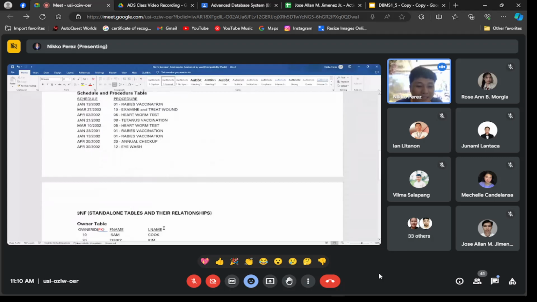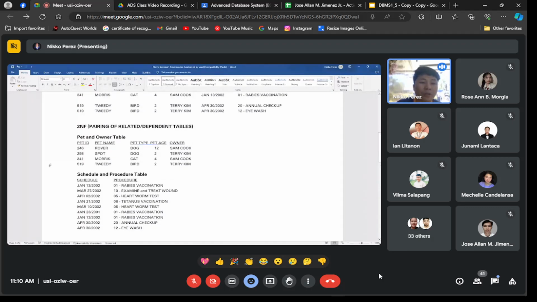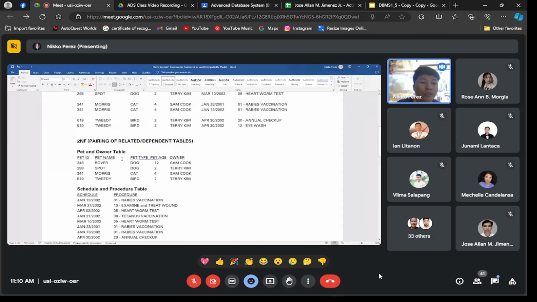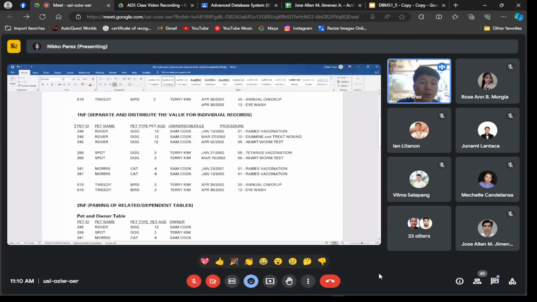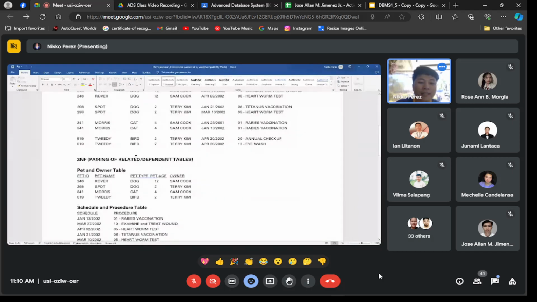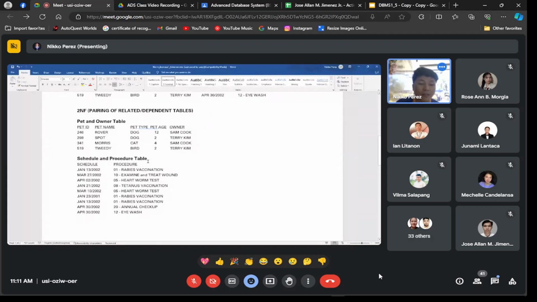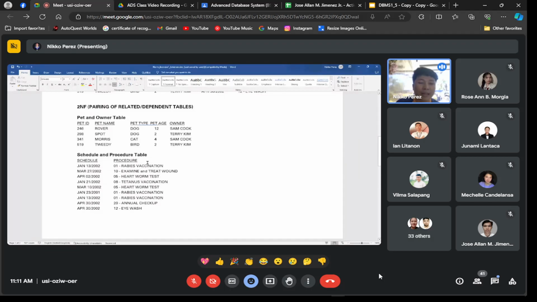Okay, going back here, no? Sa second normal form, we pair the pet and the owner, schedule, and procedure. So kumbaga, nag-start na tawag decompose, no? Sa first normal form, wala pa nag-decompose, all we have to do is to distribute the value. And the second normal form, we started decomposing, wherein pet owner and schedule and procedure na table. Okay? So, nasabtan na ang second normal form.